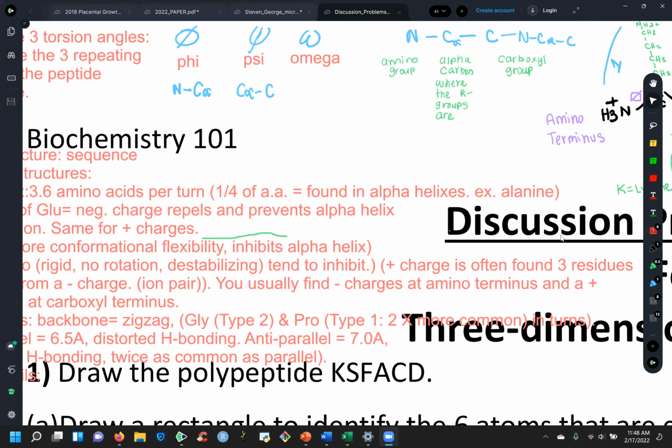All right, now let's label our psi angles. Psi angles are from alpha carbon to carbonyl. So we have alpha carbon to carbonyl, this is psi. Alpha carbon to carbonyl, that one's psi, and the same for each of the rest. Easy? Yeah? Okay, cool.